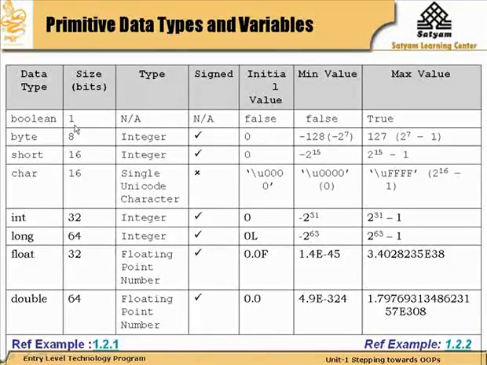Boolean occupies 1 bit, byte occupies 8 bits, short occupies 16 bits, character also 16 bits, integer occupies 32 bits, long occupies 64 bits, float 32 bits, and double 64 bits. And here are the default values, that is, in case we do not initialize these data types, they are automatically defaulted to these given values here.